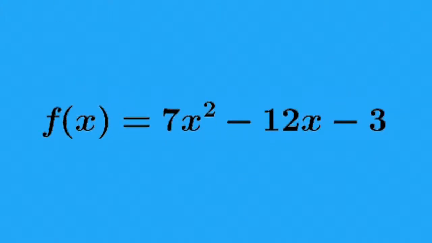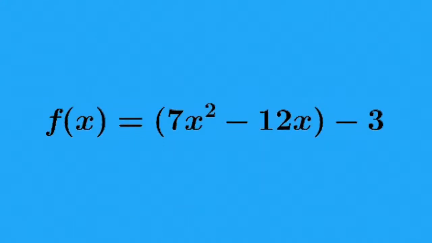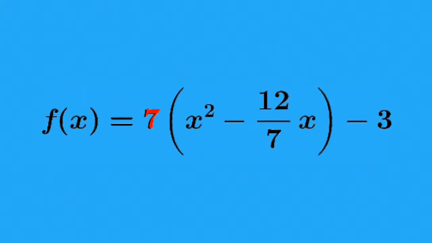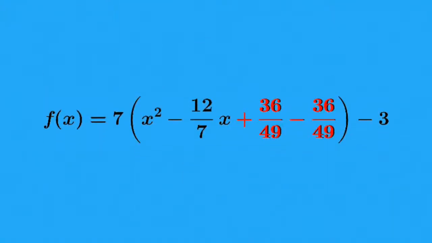In our final example, we'll take a look at an example where the leading coefficient and the second term do not share a common factor. As before, our focus is entirely on the first two terms. We factor the leading coefficient of 7, dividing everything inside the parentheses by 7. Take a moment and try this out for yourself, but 12 over 7 divided by 2 is 6 over 7, and 6 over 7 squared is 36 over 49.